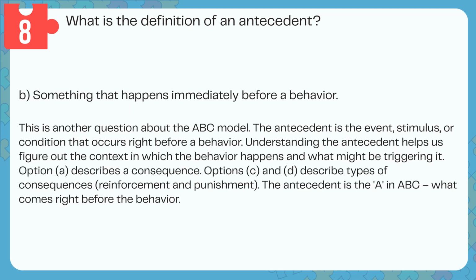Answer: B. Something that happens immediately before a behavior. This is another question about the ABC model. Antecedent is the event, stimulus, or condition that occurs right before a behavior. Understanding the antecedent helps us figure out the context in which the behavior happens and what might be triggering it. Option A describes a consequence. Options C and D describe types of consequences, reinforcement and punishment. The antecedent is the A in ABC, what comes right before the behavior.